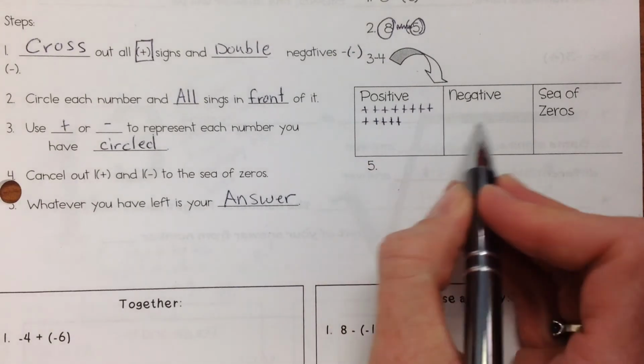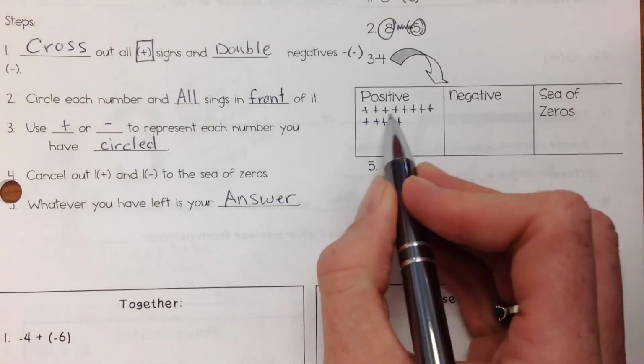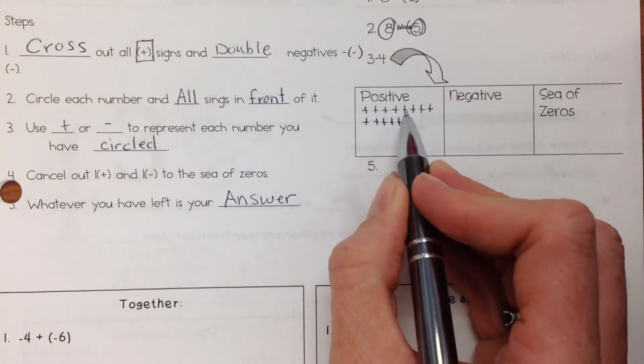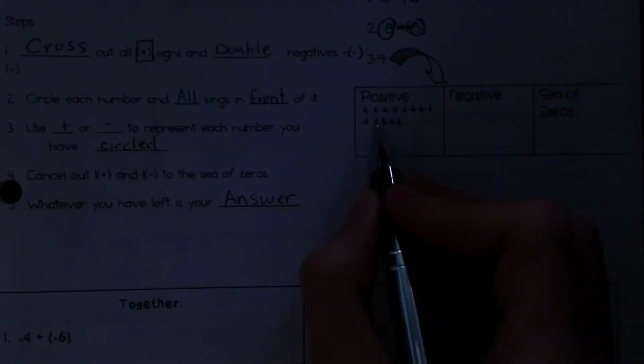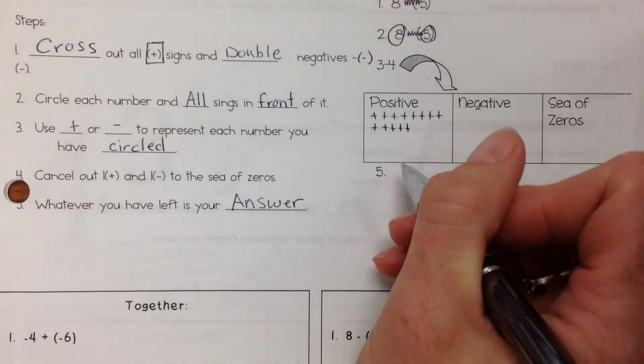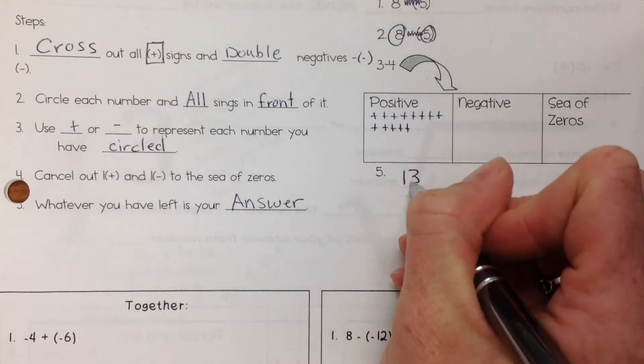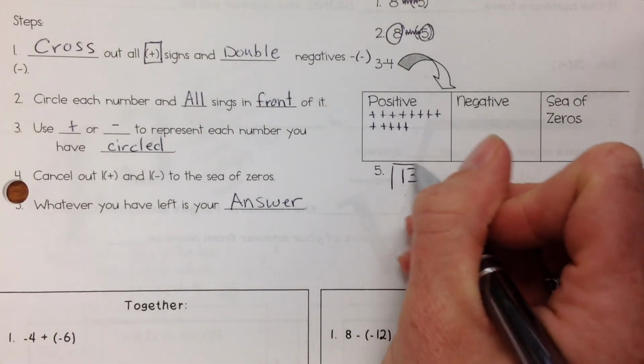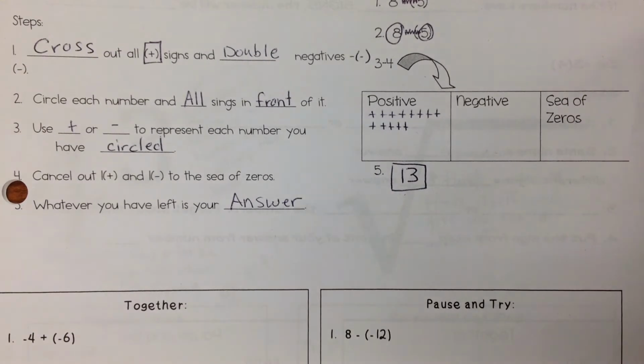And so I don't have any sea of zeros. I don't have any negatives. So the only thing I have here is 1, 2, 3, 4, 5, 6, 7, 8, 9, 10, 11, 12, 13. Sorry about the lights. So I have 13 as my final answer. And that is what I would answer with. Okay?